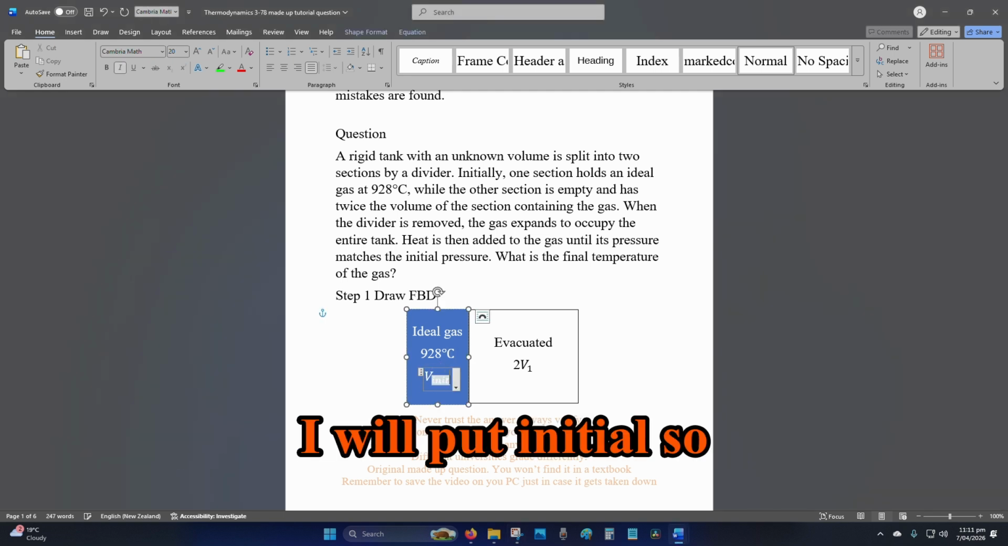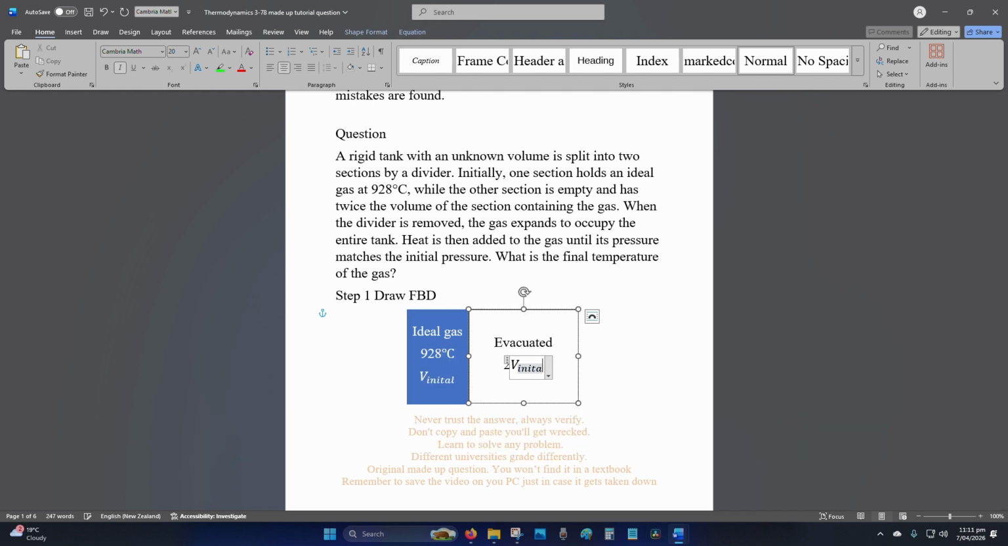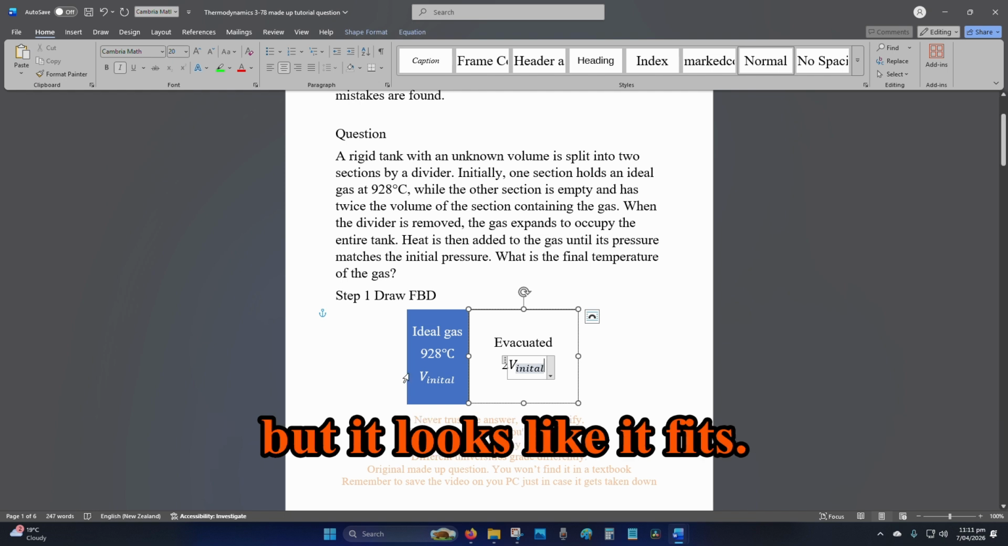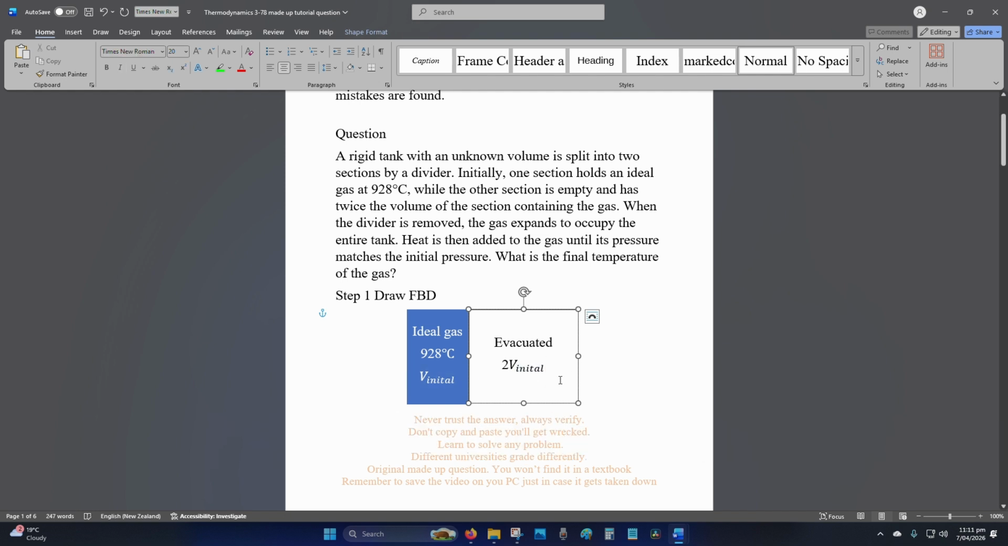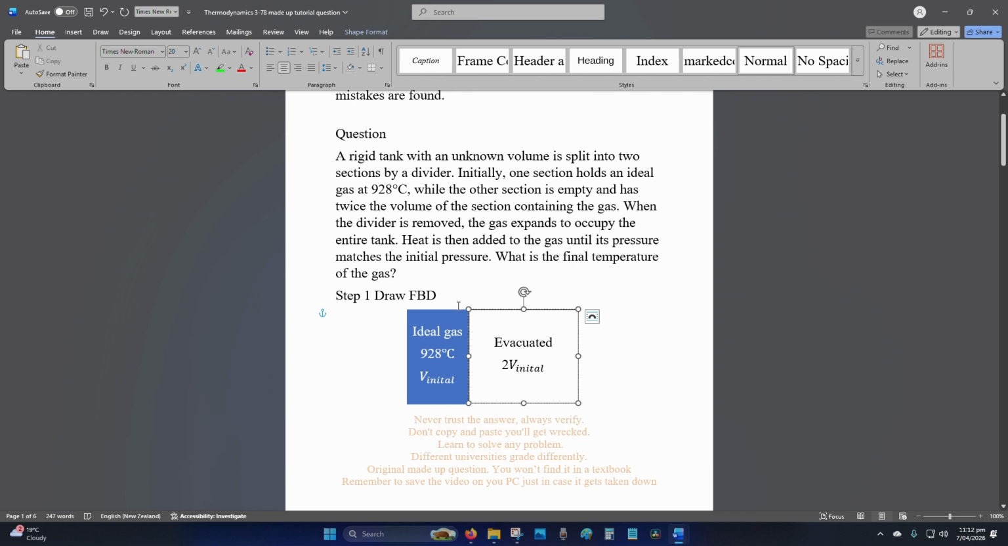I will put "initial" so students don't get confused. I was trying to save space, but it looks like it fits. Okay, so we want to find the final temperature of the gas.